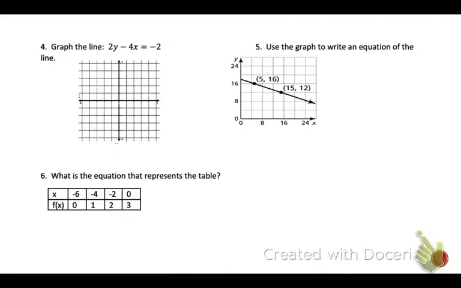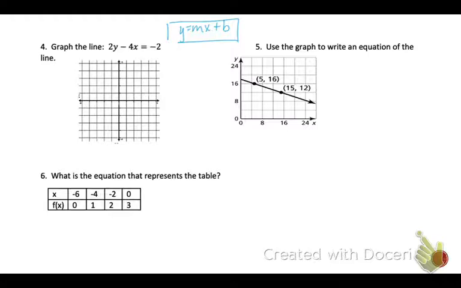Numbers 4, 5, and 6 review linear equations. So remember, as you're working these problems, get one of our reference sheets so you can become familiar with the formulas that you'll have in front of you when you take the final. So these 3 problems work with the equation of the line in slope-intercept form. So y equals mx plus b, where m is the slope and b is the y-intercept.